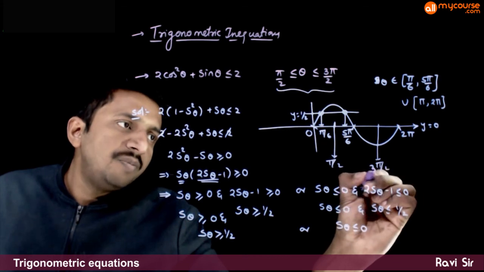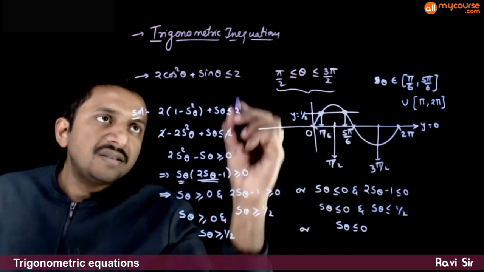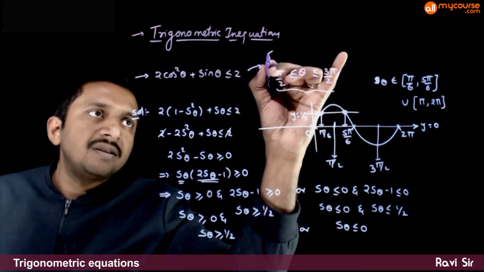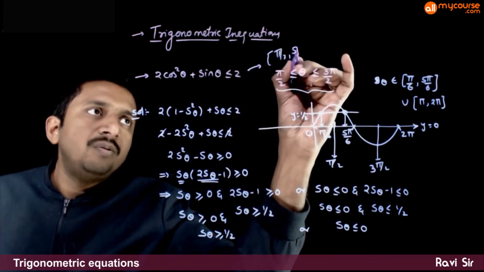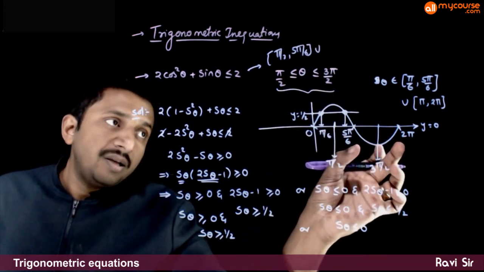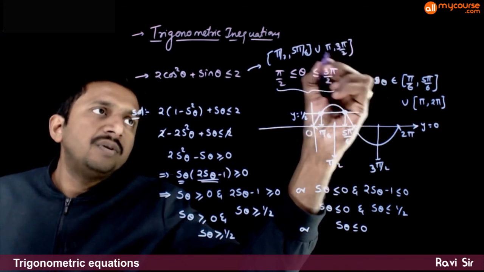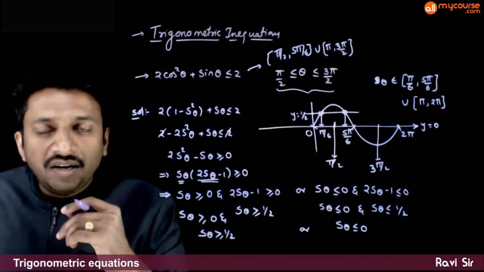So what is the solution between these? I can have a solution like pi by 2 to 5 pi by 6. The required solution is pi by 2 to 5 pi by 6 or pi to 3 pi by 2. So both of these are valid solutions.